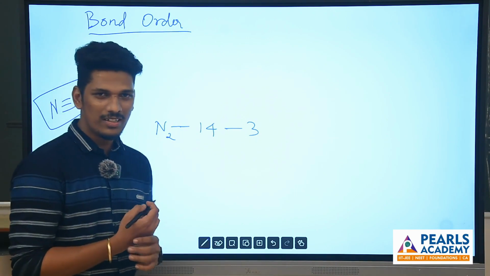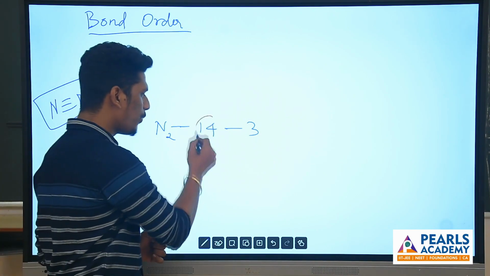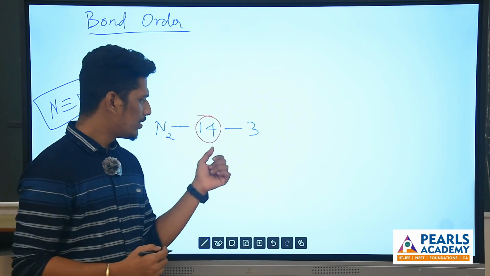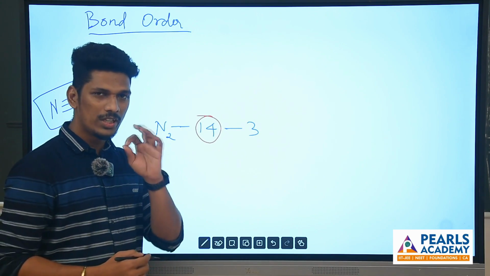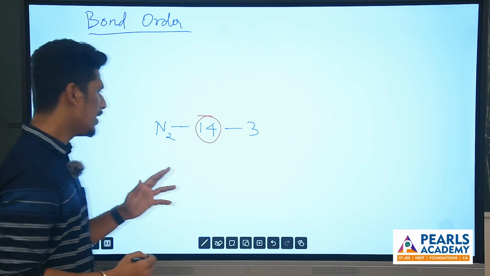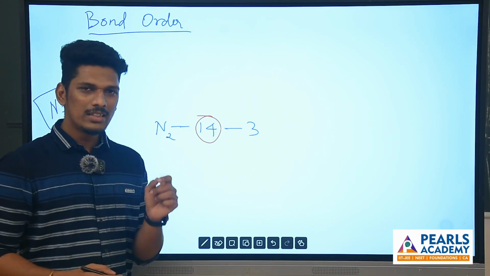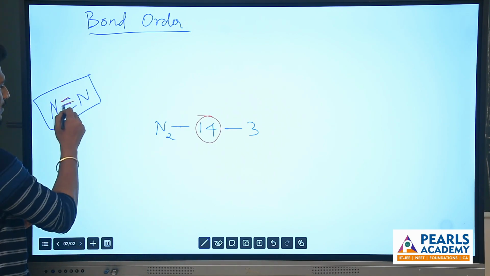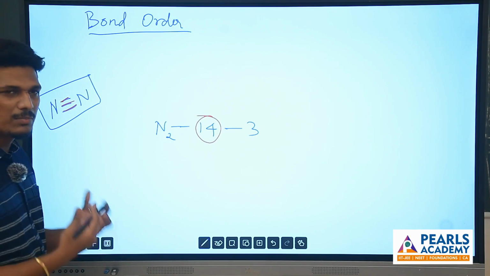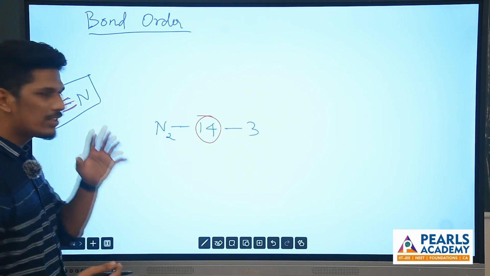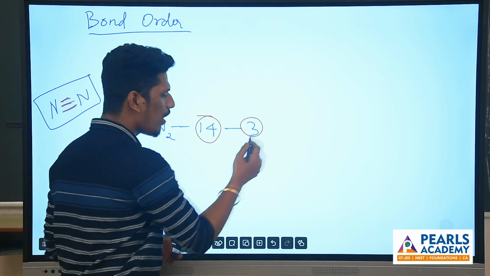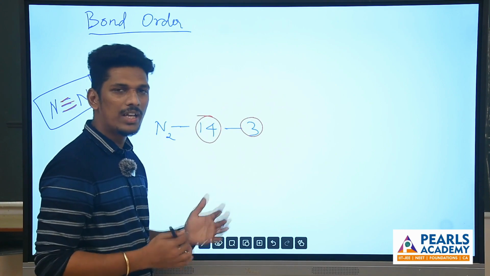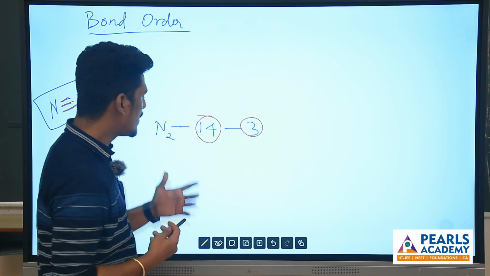We know the nitrogen molecule. In the nitrogen molecule, how many electrons are there? 14 electrons, each nitrogen having 7 electrons. We all know that, and we also know that in the nitrogen molecule we have three bonds, which is a triple bond. It is very simple and basic. So in the nitrogen molecule we have a triple bond, so the bond order is 3. If we know these things, we can easily find the bond order of the other species. We'll see one by one.